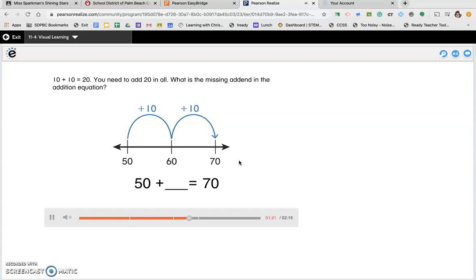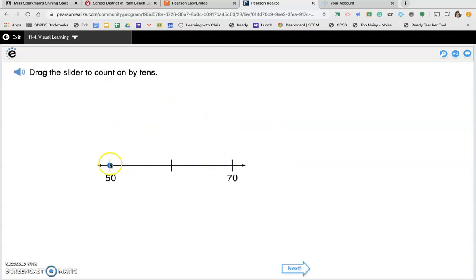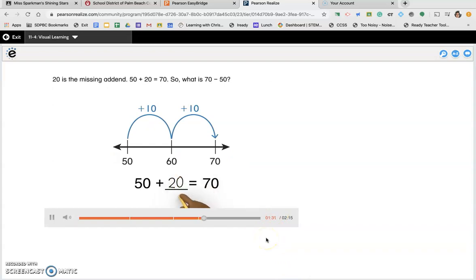10 plus 10 equals 20. You need to add 20 in all. What is the missing addend in the addition equation? If we counted 2 tens, what is our missing addend? 2 tens equals what? Let's try it together. That's 1 ten, so we added a 10. That's 2 tens. So 2 tens equals 20. 20 is the missing addend. 50 plus 20 equals 70.